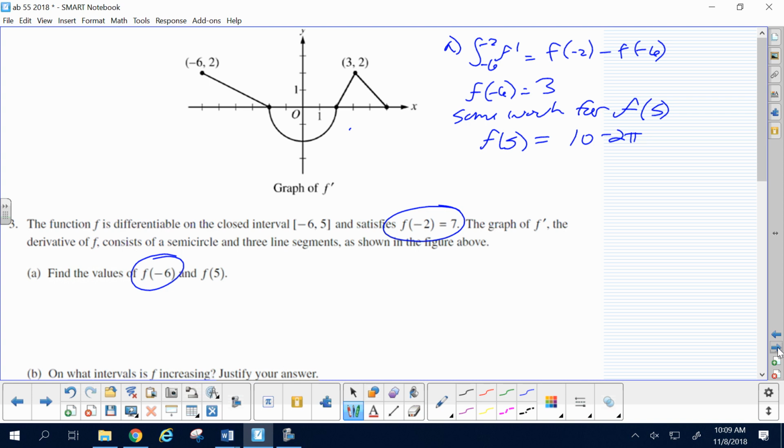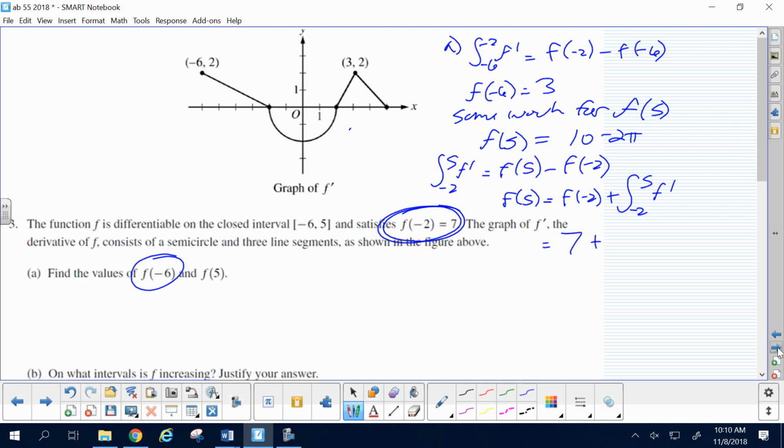No? How? Okay. So it would go something like this. In this case, the point I'm using is still negative 2, but now I'm going to 5. So by fundamental theorem, that would be f at 5 minus f at negative 2, lower to the upper. So f at 5 is f at negative 2 plus the integral from negative 2 to 5 of f prime. F at negative 2 is given as 7, and now let's talk about the area from negative 2 to 5.